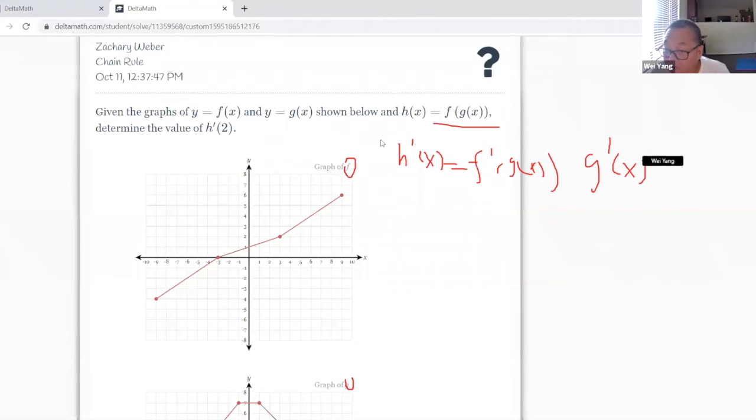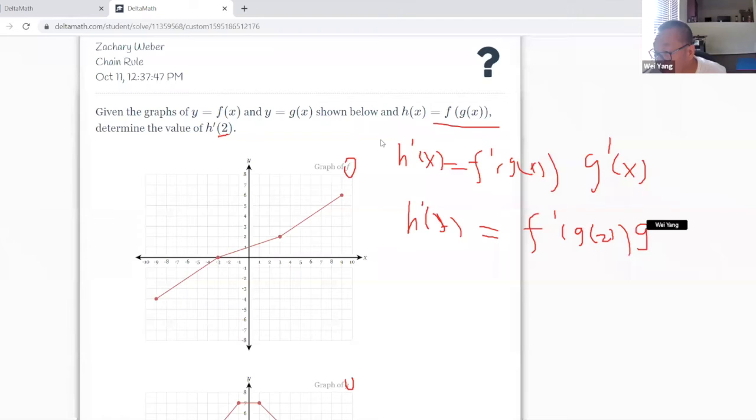This one equals this. So first you need to find that. So now it's x equals 2, right? So at x equals 2, first you need to find the derivative of g at 2. Then times the derivative of f at g(2). So first, find the derivative of g(x) when x equals 2.